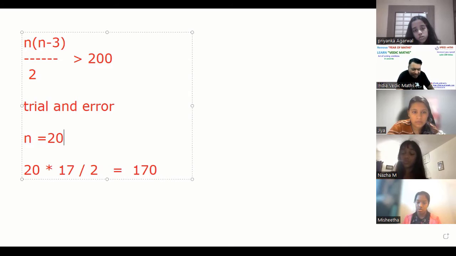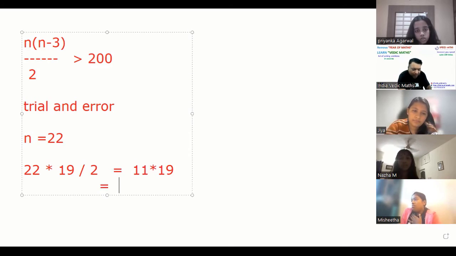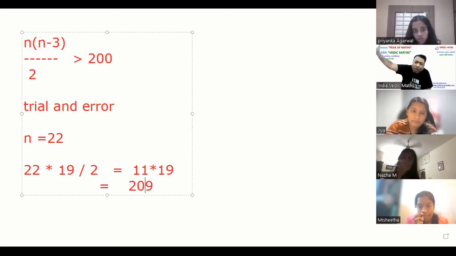So if n is not 20, n is say 22. 22 minus 3, 19. 11 into 19. कितना होता है 11 to 19? That's the answer. Check. So obviously it's a 22 side polygon. So trial error is better. Got it? No need to do quadratic.